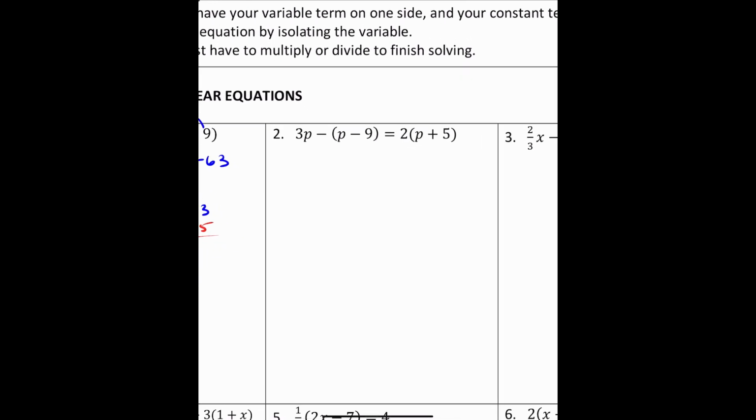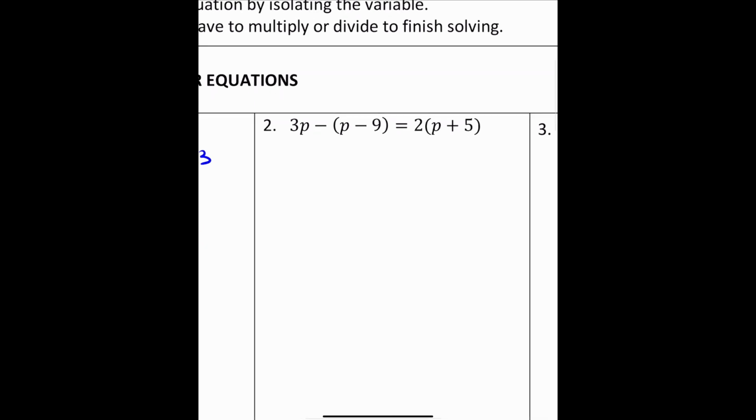Number 2, so we have 3p minus the quantity p minus 9 equals 2 times the quantity of p plus 5. Now, one thing that I want you to note is that since there's a negative in front of the parentheses, that negative actually has a number right next to it. It's actually 1. So you have -1, which I will distribute to each term inside the parentheses. And then we're going to do the same thing for 2 here. We're going to distribute that to each term. So I have 3p, and then -1 times p is -p. -1 times -9 is +9, equals 2 times p, that's 2p. 2 times +5 is +10.